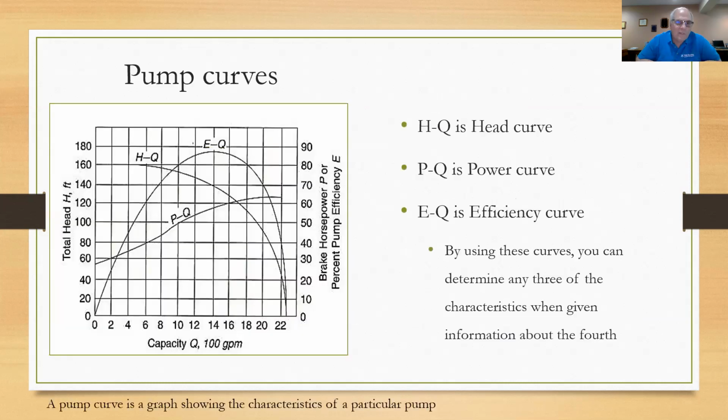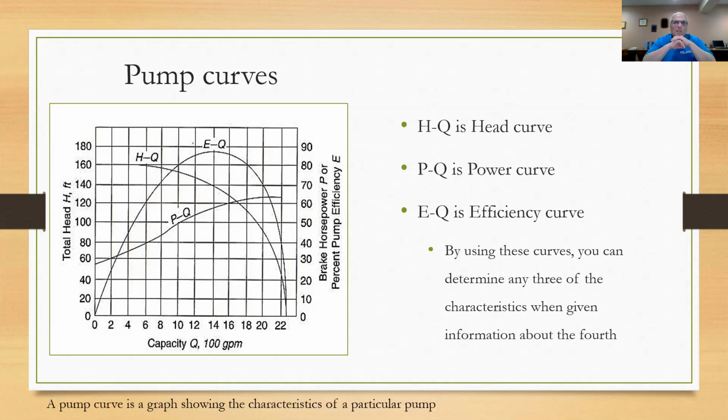Here's the pump curve on the left, and you'll notice the graphic is labeled on the left y-axis as total head in feet, and on the right y-axis, going up and down, is the brake horsepower and also the percent pump efficiency. On the bottom x-axis, going from 0 to 22, is the capacity Q in 100 gallon per minute units. So in other words, the way to read that is if I were to locate 4 on the bottom of that chart, 4 times 100 would be 400 gallons per minute. So this goes from 0 to 2200 gallons per minute.